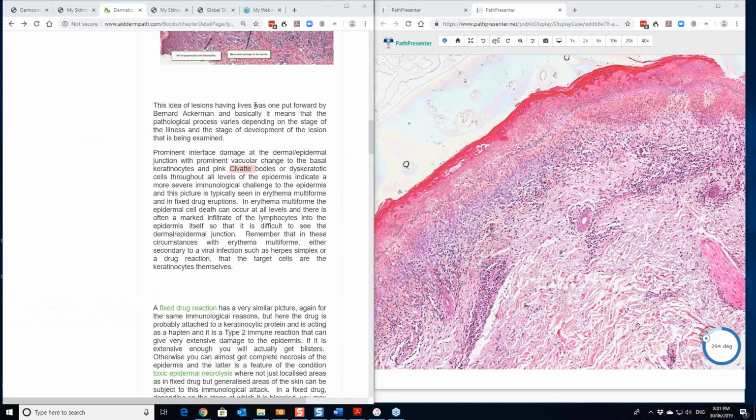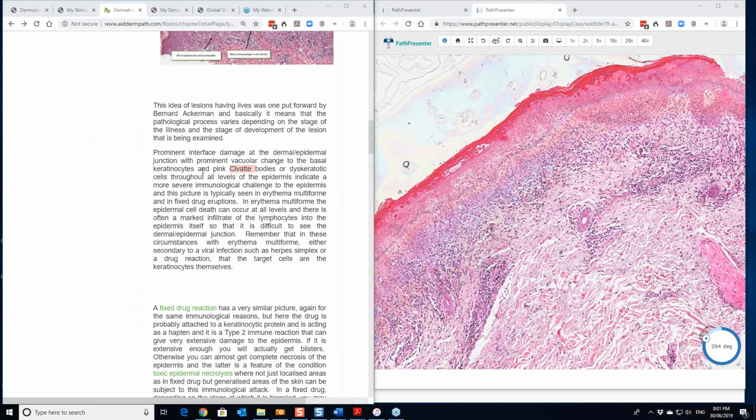This is an important little concept, the concept of the lesions having lives. In other words, when you biopsy something, it depends whether the lesion is just new or has been established for some time or in its very late phase. And what you'll see with a fixed drug reaction just depends on the phase at which you do the biopsy. And if clinically you've got lesions in different phases of development, biopsy different ones. Give the pathologist a chance to see them all.